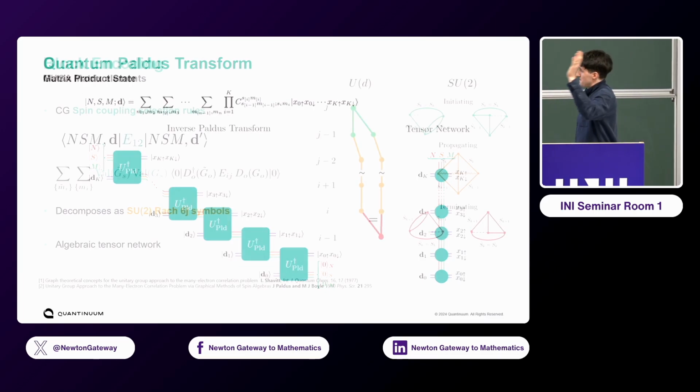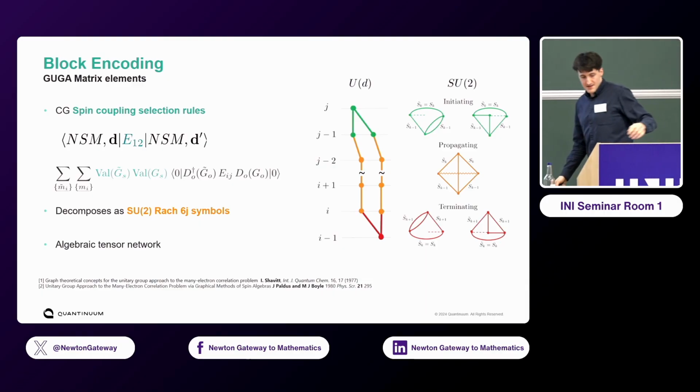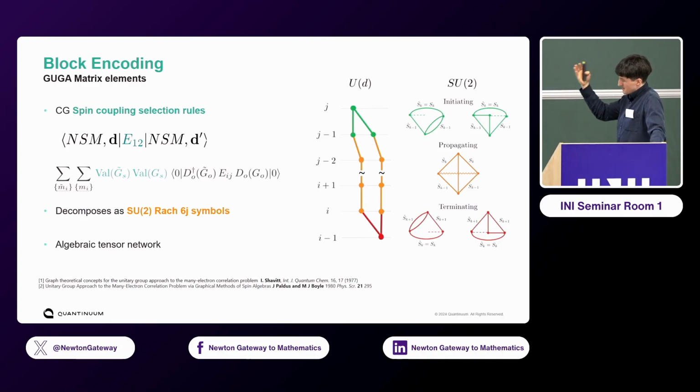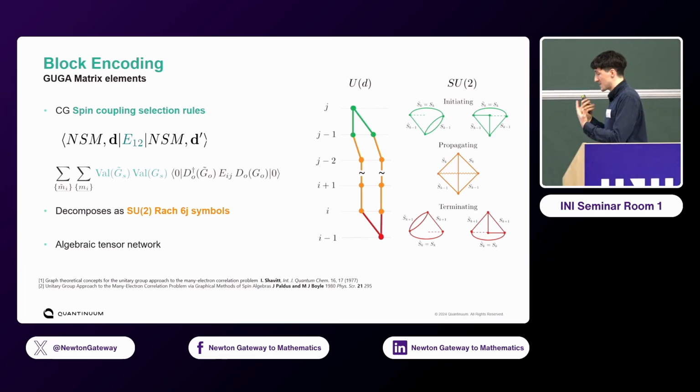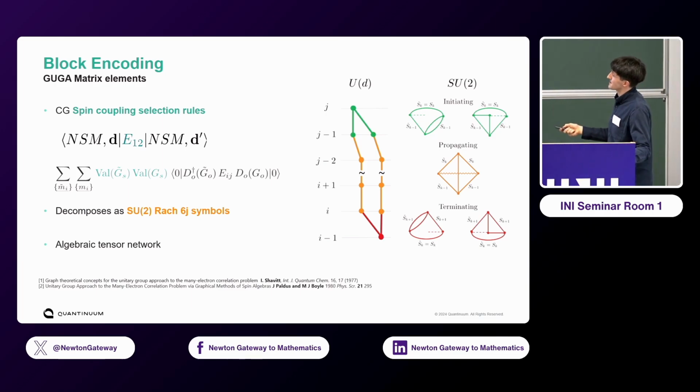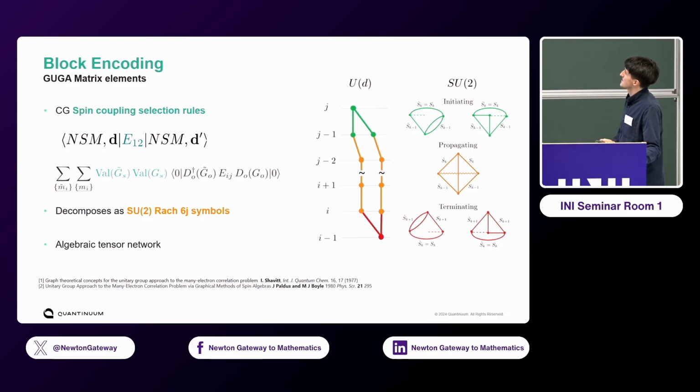So we can basically map from the spin-adapted basis, and then once we take the matrix elements, because each walk on the UD part carries the Clebsch-Gordon coupling, you end up with this decomposition under the SU2 Racah 6J symbols of angular momentum coupling. What I'm saying is your matrix elements decompose under this algebraic tensor network of Racah 6J symbols, which is very cool. Okay, so this is still work in progress, but this is all derived in these papers in the 80s.